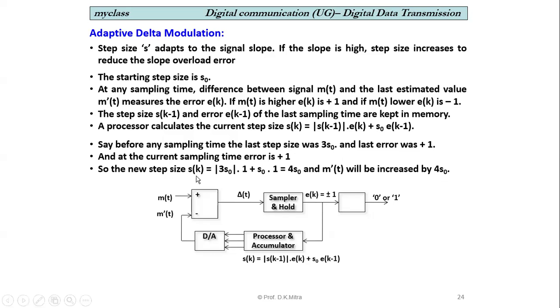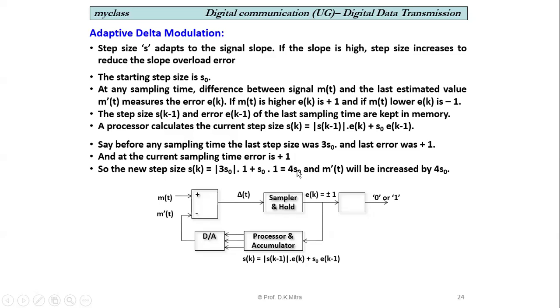So what will be the new step size? See the formula: sk minus 1, the last step size, was 3S0, multiplied by the present error ek, which is found to be 1. So 3S0 into 1, plus S0, the standard, multiplied by the last error ek minus 1, which was +1. So 3S0 into 1 plus S0 into 1 is equal to 4S0.